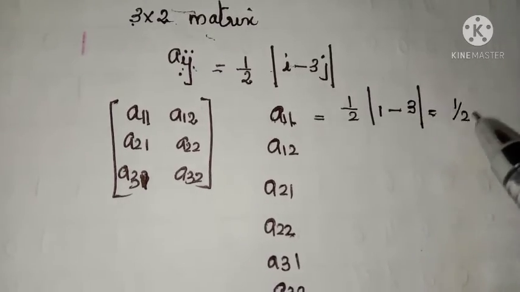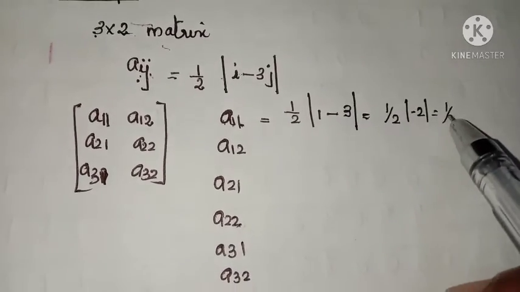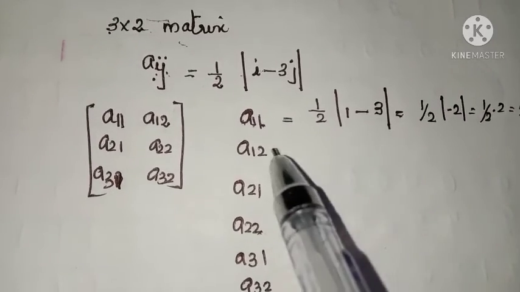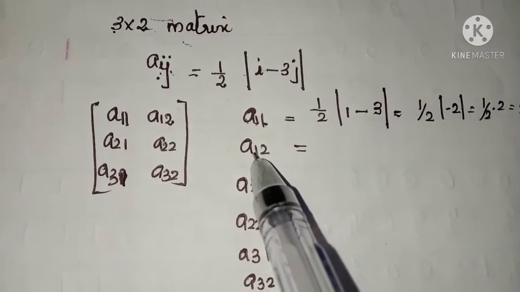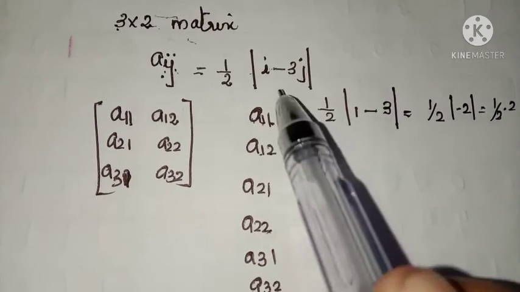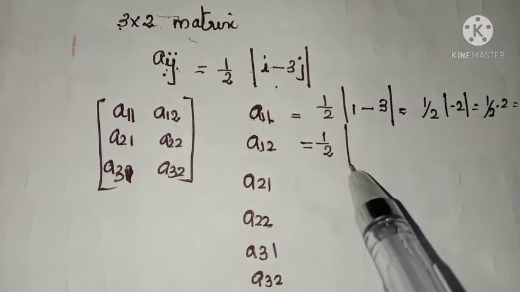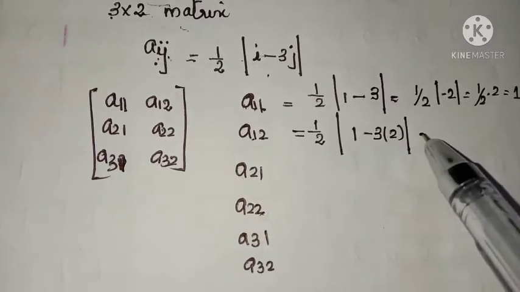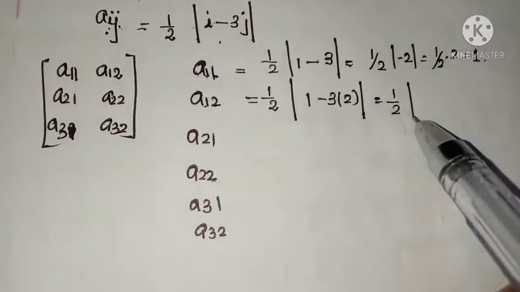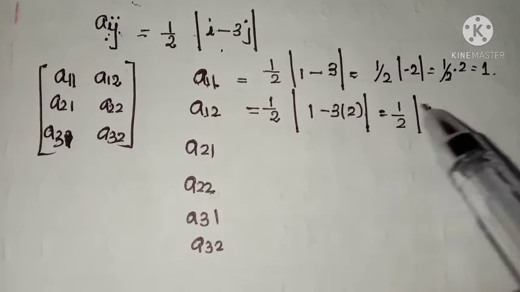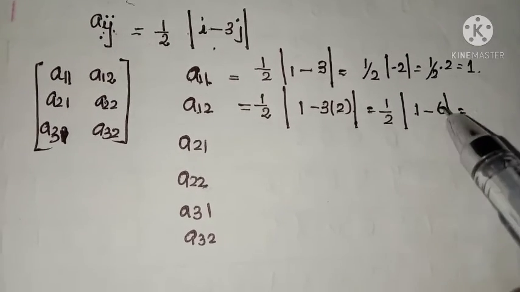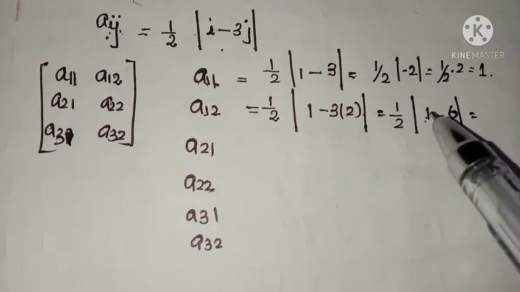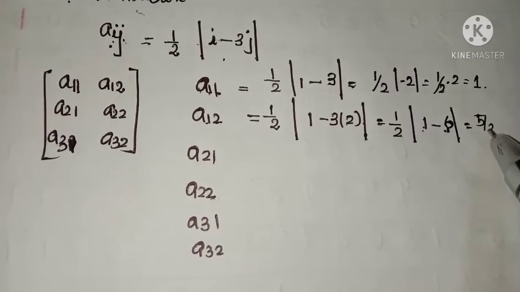So this is 1 by 2 into 2, which is equal to 1. Now to get A12, put I equal to 1, J equal to 2 here. So this becomes 1 by 2 into modulus of 1 minus 3 into 2, that is 6. Now 1 minus 6 is minus 5. Modulus of minus 5 is 5. 5 into 1 by 2 is 5 by 2.